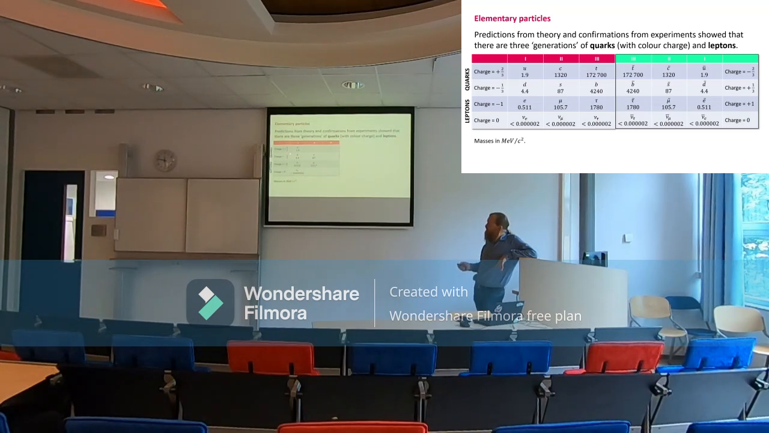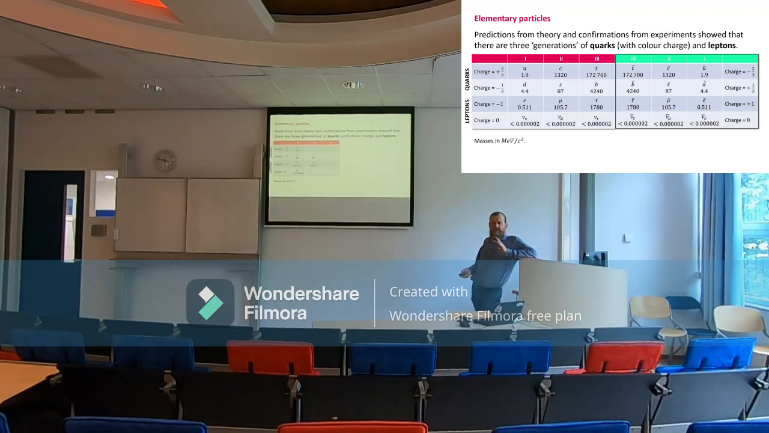We call these particles quarks. They have a color charge. And we call these particles leptons. They don't have a color charge, it's just named. Lepton basically means a light particle. Okay, they are light particles.